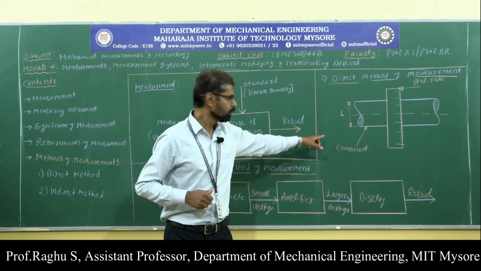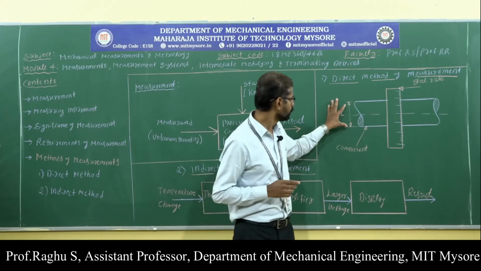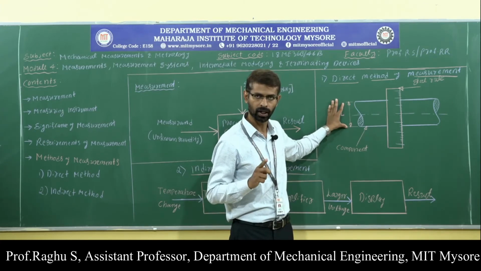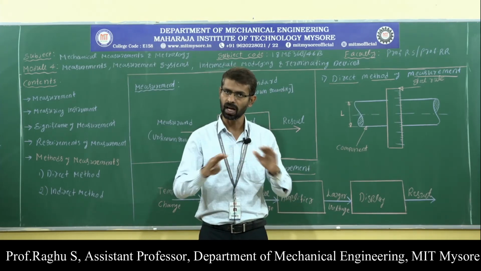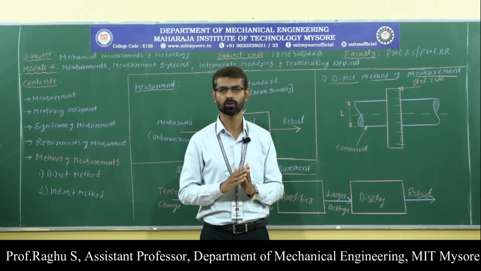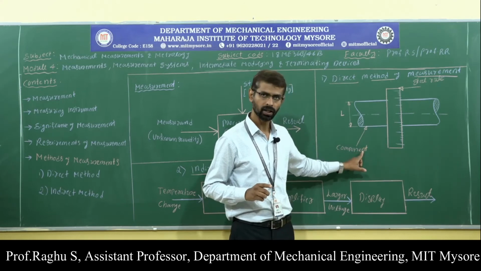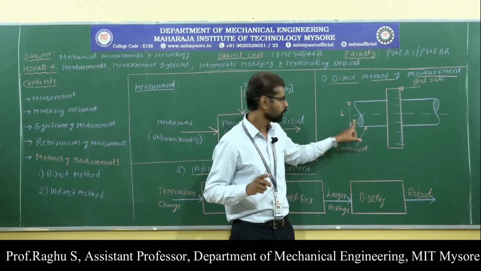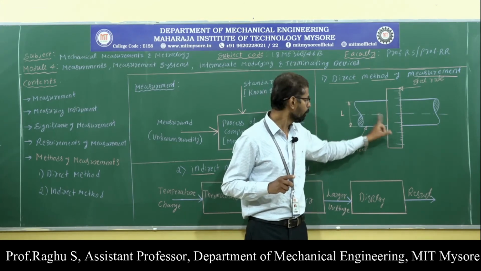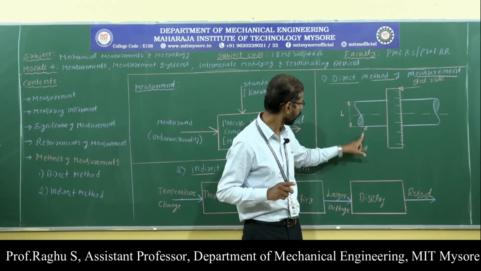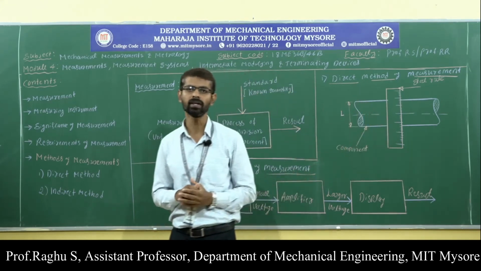Next, this diagram shows an example of measurement. Here my objective is to measure the length of this component. For any measurement process we need a standard, because without a standard we cannot do any measurement process. Here this is the component whose length is to be measured, and for this purpose I have taken a steel rule. Here a comparison is made between the unknown physical quantity and the known physical quantity. So this process is called as measurement.